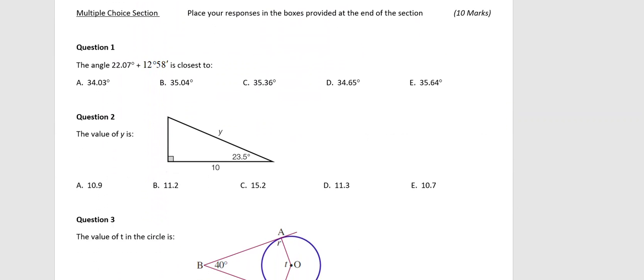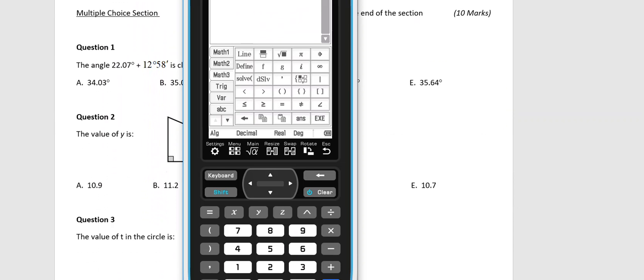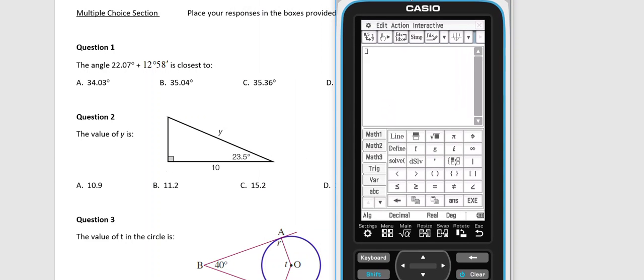So for the angle question, we want to add these angles together and find the result. This is in degrees, minutes, seconds, so you have to go to the DMS tool. We've got 22.07 and we're adding 12 degrees 58 minutes. So that's 35.04, so the answer is B.